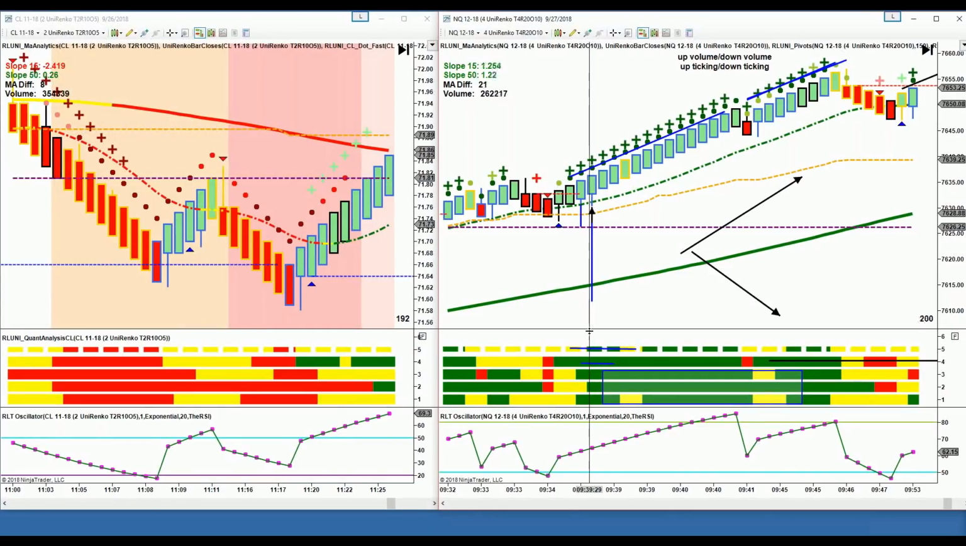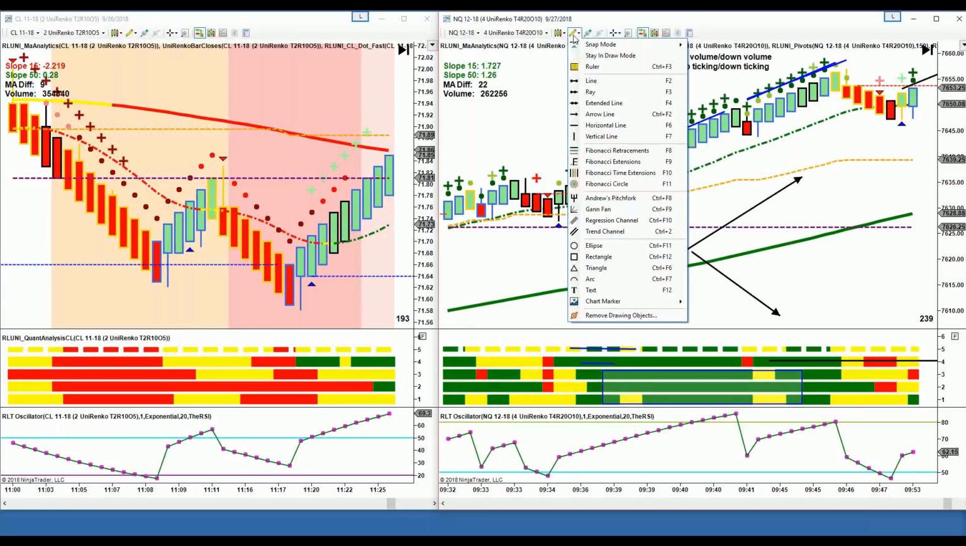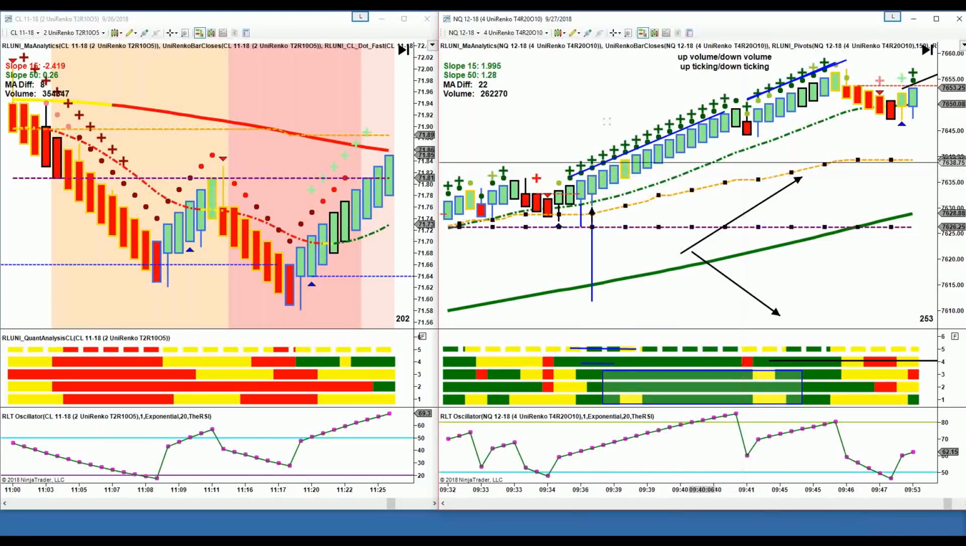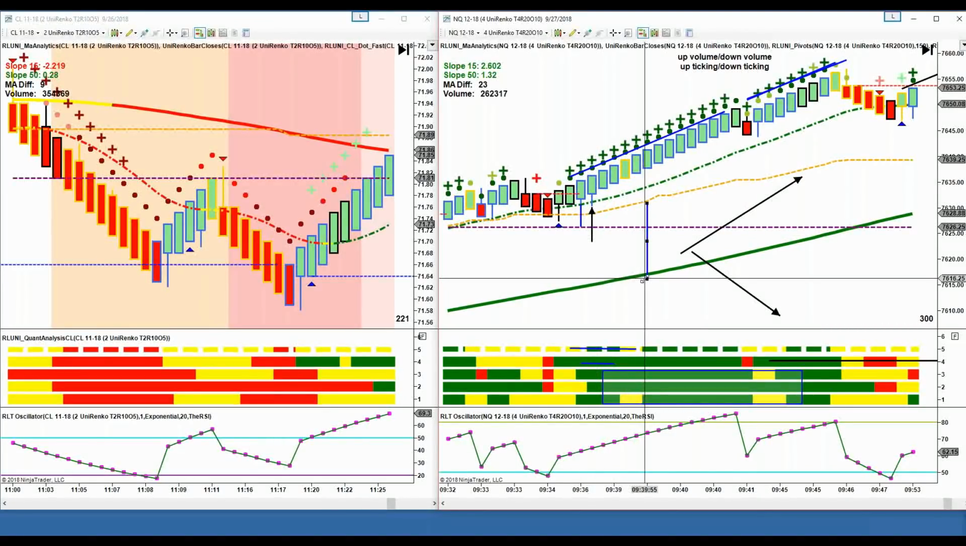Okay, now this is the VWAP. Let me turn off the sound. This is the VWAP, the volume weighted average price. It's just a moving average with a volume component. So it's a very important line.